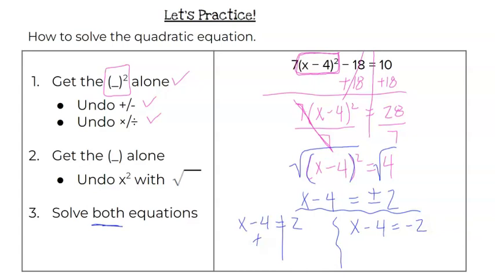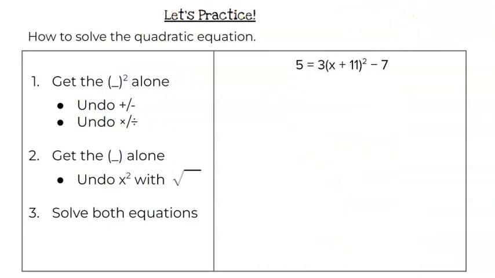So now we just solve that by undoing minus 4 with plus 4. So we get x is equal to 6. And then we also do that on the other equation, undo minus 4 with plus 4. So x is equal to negative 2 plus 4 is 2. So in this case, our answers are not going to be the same number, positive and negative. They're going to be different values. So we have x is equal to 6 and x is equal to 2. So those are our two answers.